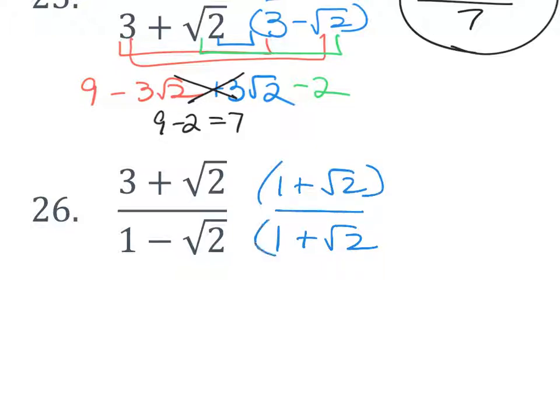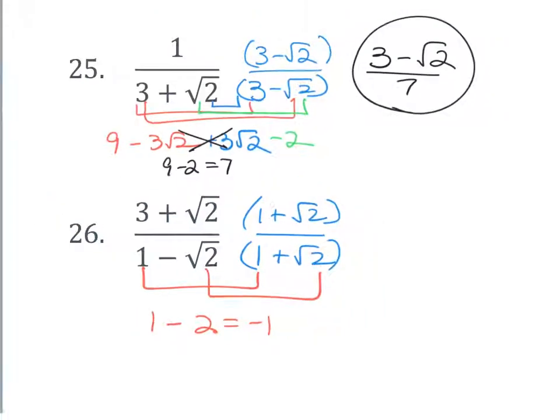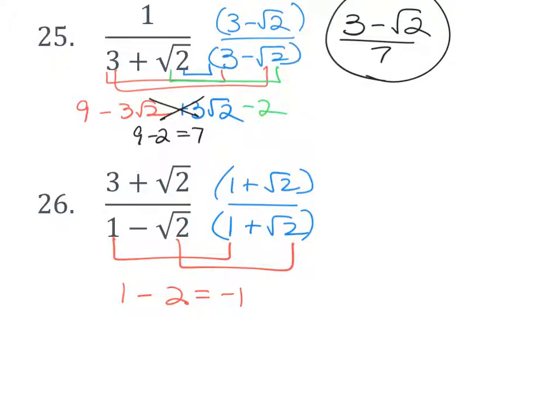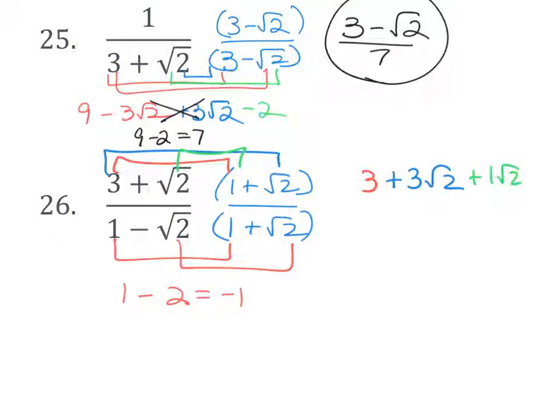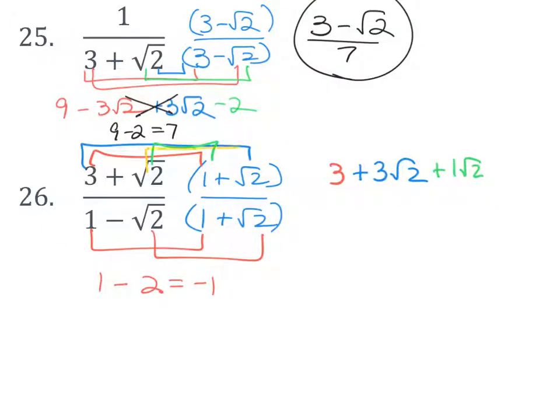Now, this one I need to FOIL top and bottom. Now again, remember for the denominator, I'm going to just do first and last. That's all I need to do. So it's really just going to be 1 minus 2 for the denominator. And that's negative 1. But for the numerator, I got to go through the whole motion. I've got to do first and get 3, outside and get 3 root 2, inside I get 1 square root 2, and then last, root 2 times root 2 is just 2.